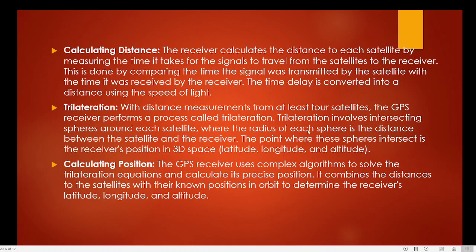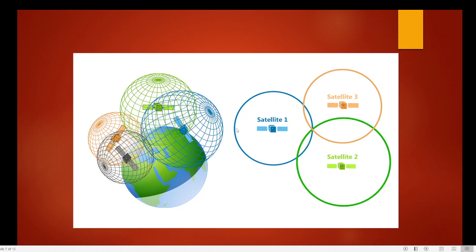Trilateration involves intersecting spheres around each satellite. The radius of each sphere is the distance between the satellite and the receiver. The point where these spheres intersect is the receiver position in 3D space. I will show you that. Here you can see that 3 satellites are shown here. Here 4 satellites are shown, and around every satellite there will be a sphere. Around this satellite there is a sphere, this satellite there is a sphere, this satellite there is a sphere. So 4 spheres are intersecting at this point. So this is the point where the receiver is standing.